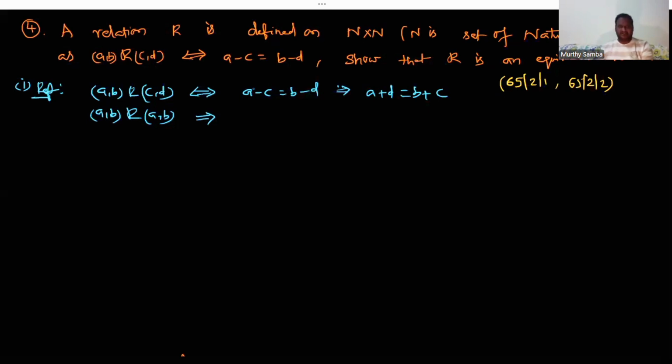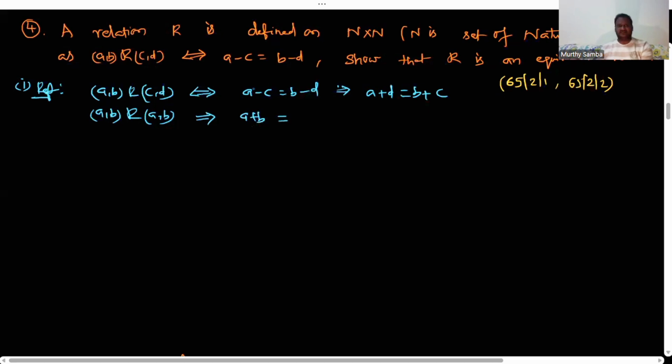So now apply this: (A, B) related to (A, B). When you apply this, the extremes are A and B, right? So it means A + B is equal to B + A.